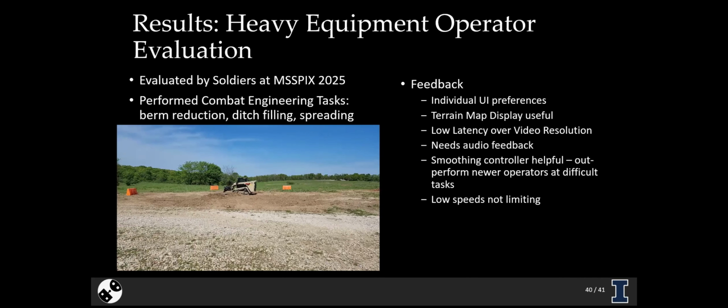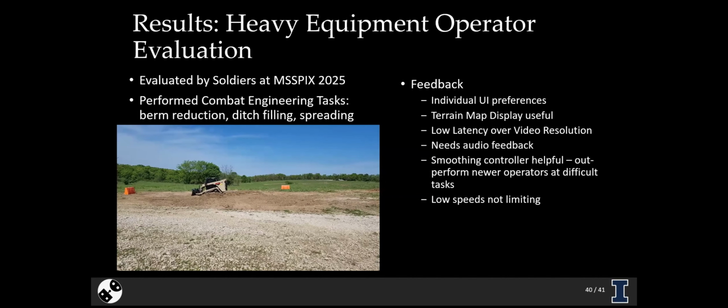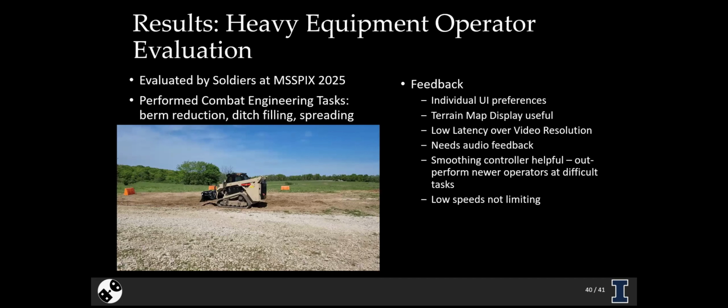A number of things we learned from this. Everybody has different preferences in terms of the user interface, where they want a camera view versus where they want the map view, what size they want things. We're able to accommodate that with this Foxglove interface fairly well. They really found that terrain map display fairly useful to give them context on where to drive, especially where it's hard to see from the camera images what's going on, such as soil on soil. So having that map was very useful for that purpose.